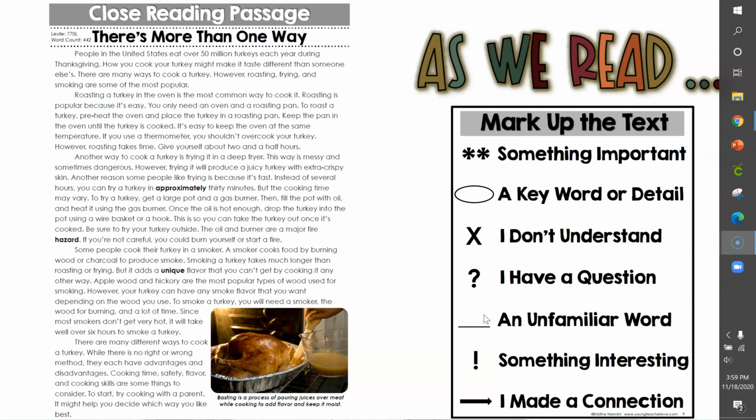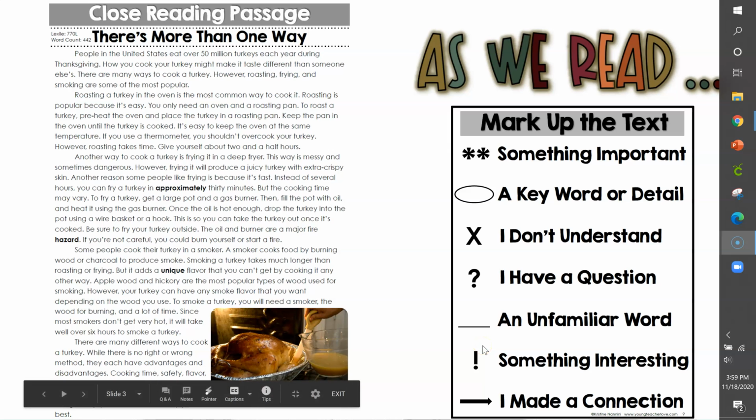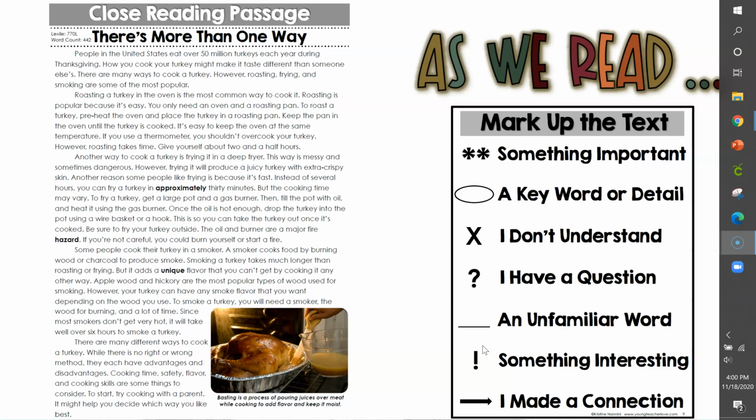You can underline words that are unfamiliar and that you're trying to determine the meaning of. Maybe you put an exclamation point next to something super interesting that you didn't know before. And finally, you can use an arrow to show areas that you can connect with the text or have something in common with the text.